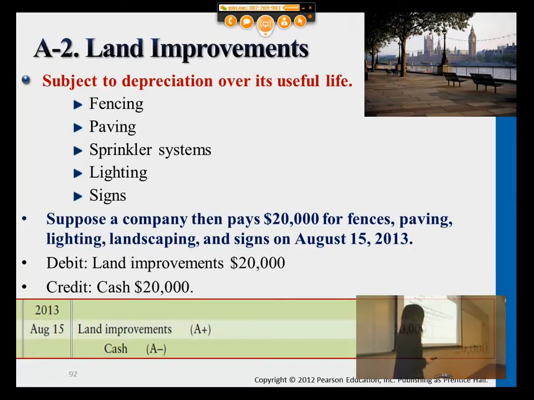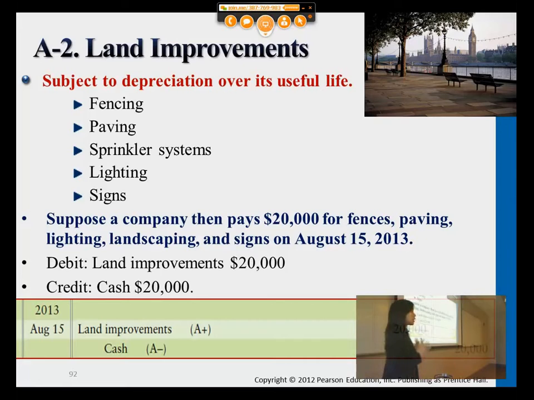Okay, so we add them all together, assuming that all these costs add up to $20,000, then this will be another journal entry to make. We'll be debiting land improvements, assuming we're paying by cash. If the problem says so, then we'll be crediting cash. If it's notes payable, then we'll be crediting notes payable. Okay, any questions so far?